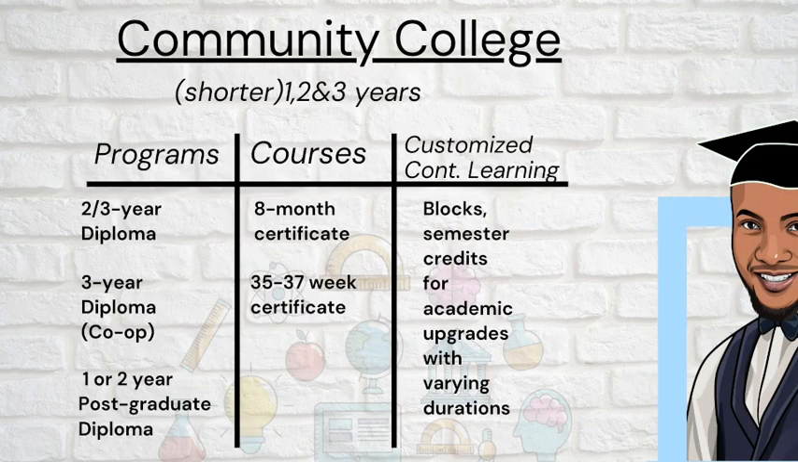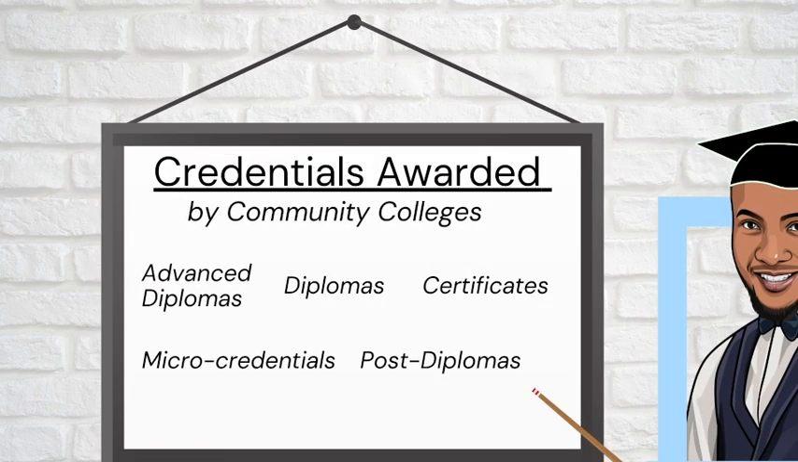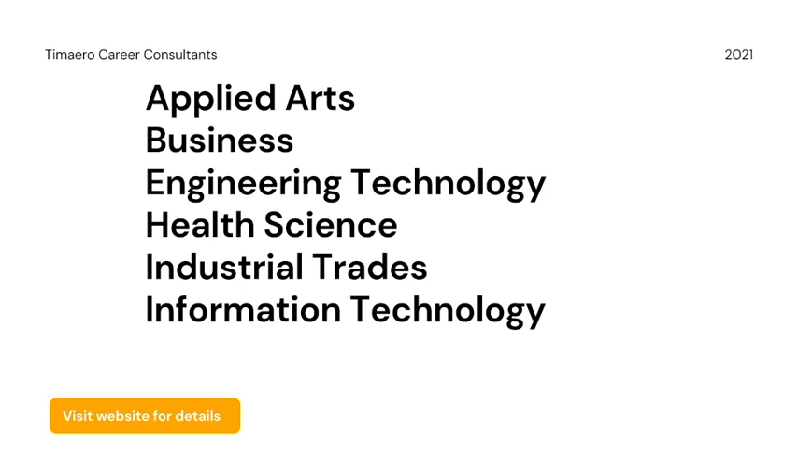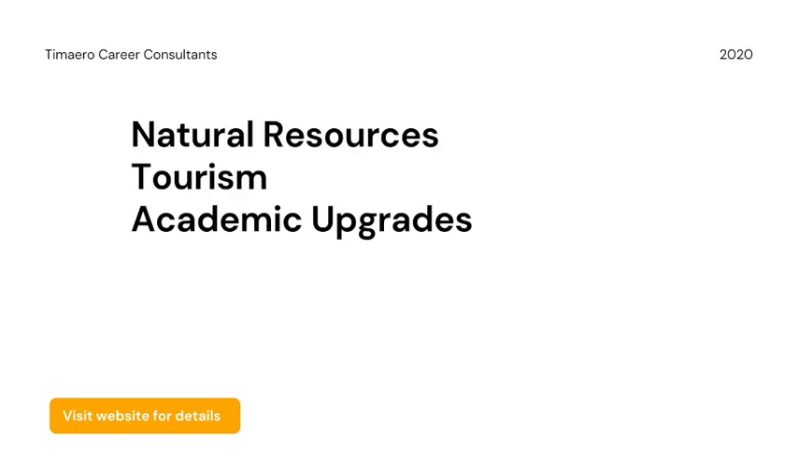Community colleges award a bundle of shorter options divided into 3 subcategories, namely programs, courses, and customized continuous learning. The credentials community colleges award include advanced diplomas, certificates, micro-credentials, and post-diplomas. Some of the programs that you can find in those areas include applied arts, business, engineering technology, health science, industrial trades, information technology, natural resources, tourism, and academic upgrades.